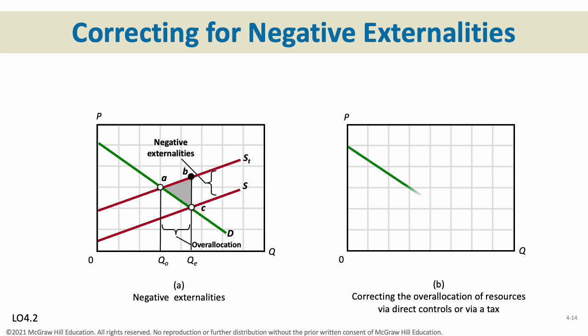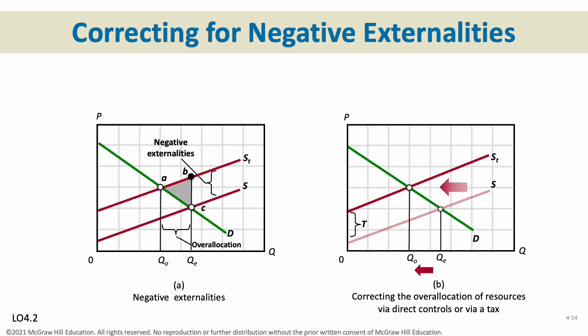If we look here at slide 14, the same situation is going on here. So we have that negative externality, and now the government's going to correct it by moving from S to ST via direct controls or laws, regulations, or some form of tax.